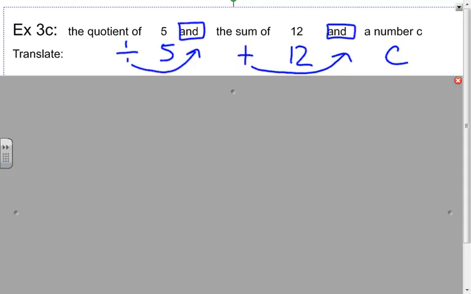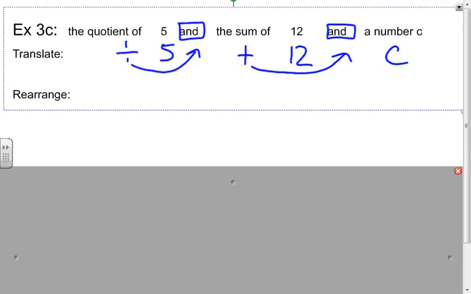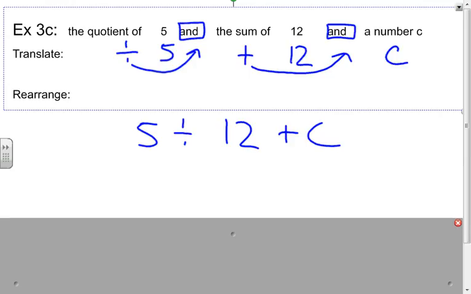And now we have to rewrite. 5 divided by 12, and then the plus symbol moved, 12 plus c. Again, there's one thing we can do to simplify this. It's not just 5 divided by 12, but it's 5 divided by the whole thing. And so we can use the fraction bar to mean division. And that would be our final answer for this one.